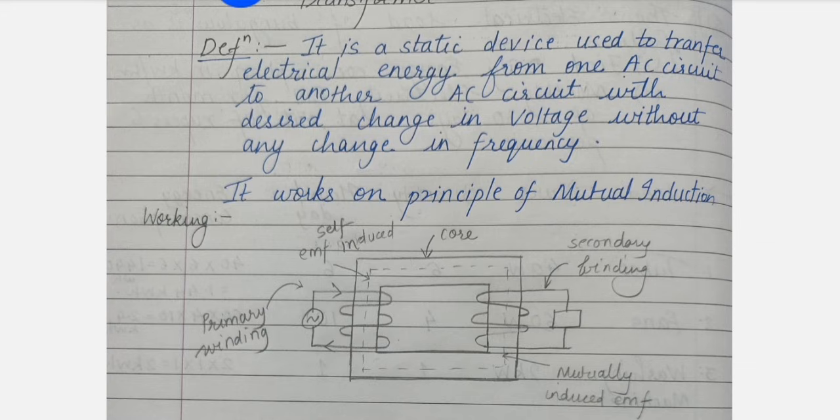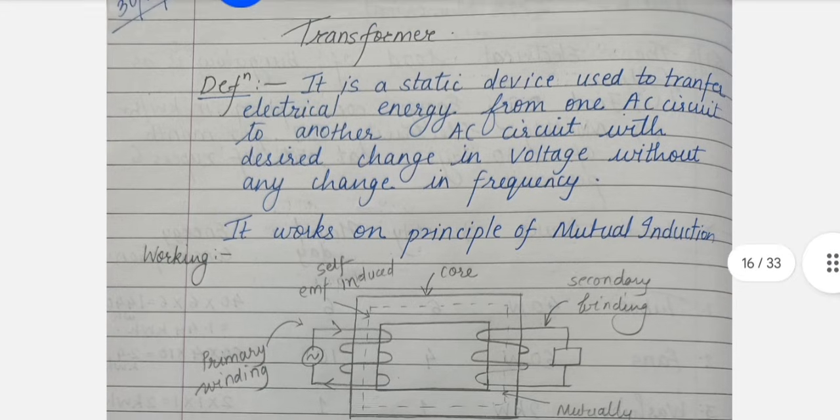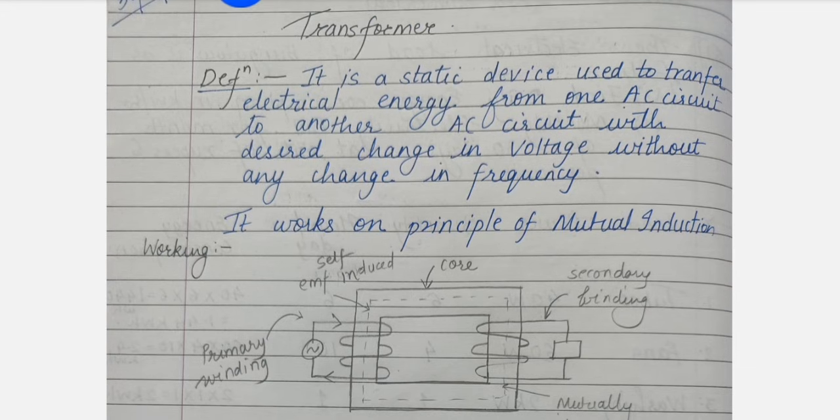First of all, if I tell you in simple terms what a transformer is, it is like a magic box for electricity. What does it do? It doesn't make electricity, but it can make it stronger or weaker. It takes electrical energy from one place and changes the voltage, so we can use it in another place without changing the type of electricity, that is AC or DC. It's like having a tool that lets us send power where we need it in just the right way. Okay, so this is all about it in simple words.